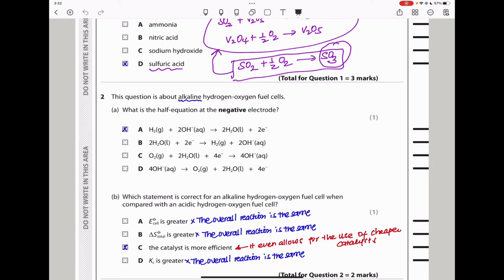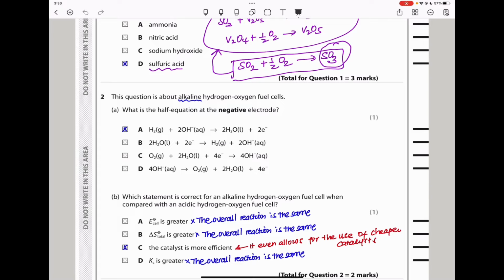Question 2 says, this question is about alkaline hydrogen-oxygen fuel cells. What is the half equation at the negative electrode? This is really easy. In here at the negative electrode, there is going to be OH-. So this equation here is out, that is out, that is out. The only possible answer is hydrogen, as well as hydroxide, producing water, as well as 2 electrons on the other side.